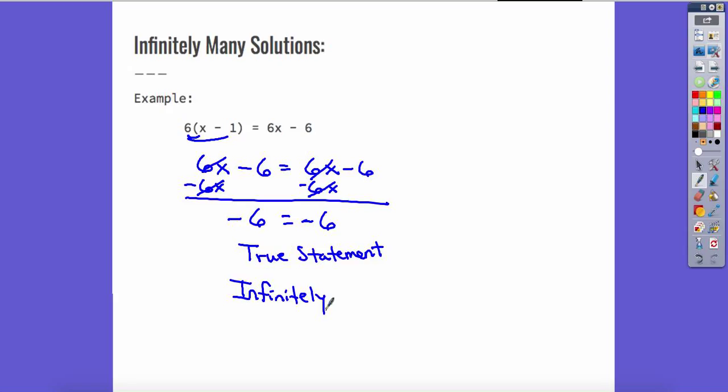And if you don't believe me, try just a couple different values for x, plug them in, and you will end up with the same answer on both sides of your equal sign. So infinitely many solutions for this one. Notice that it was a true statement and that I have no variables left. I was not able to decide in this case what x equals because x cancels out of the problem altogether.